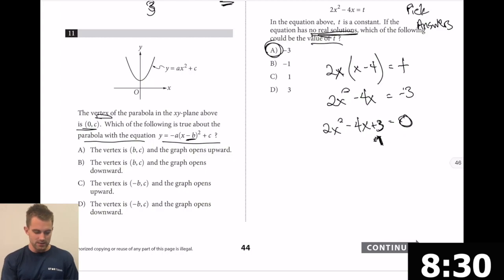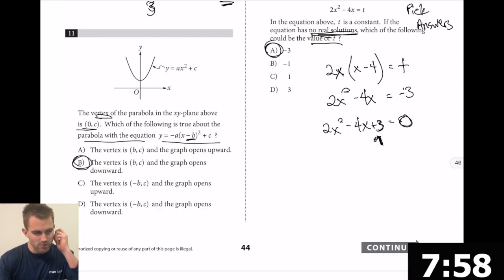The vertex is negative b, c and the graph opens upward. The vertex is b, c and the graph opens downward. The vertex is b, c and the graph opens upward. Well, b here is 0, c, there is no shift upward. The vertex then would be b, c and the graph would open downward. So the answer is B. That's a hard question too though, guys.